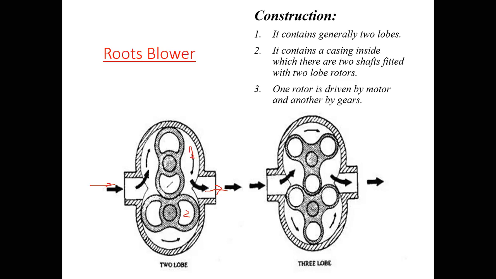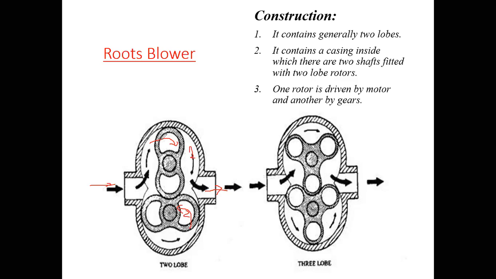As here we can see, I will call this a rotor. This is also called a rotor. Suppose this is a rotor which is vertical, and this is another rotor that is horizontal. So in this case, as this rotor is rotating clockwise, the other rotor will rotate anti-clockwise. Okay, so here you can see that.